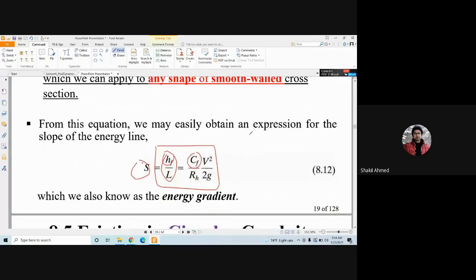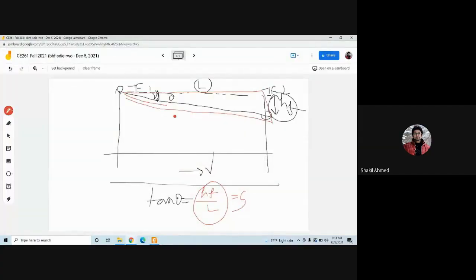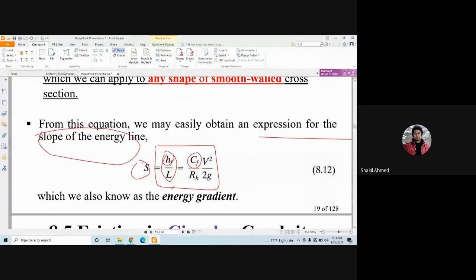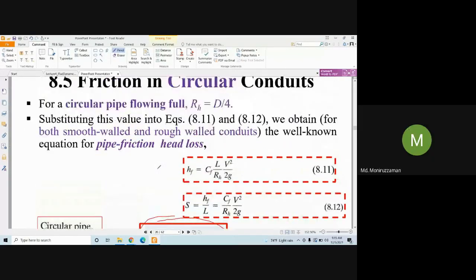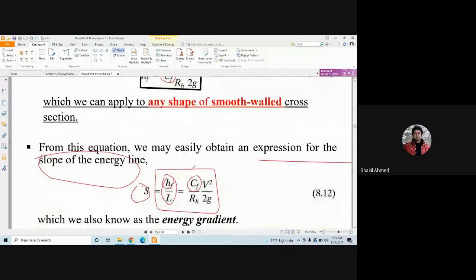An expression for the slope of the energy line. So this is the energy line, and this is the slope. This is the slope of the energy line, which is S equals tan theta equals HF by L. Okay, clear, guys? So this is the expression.